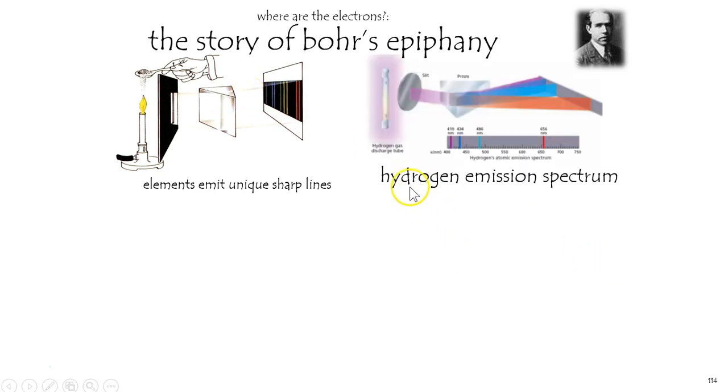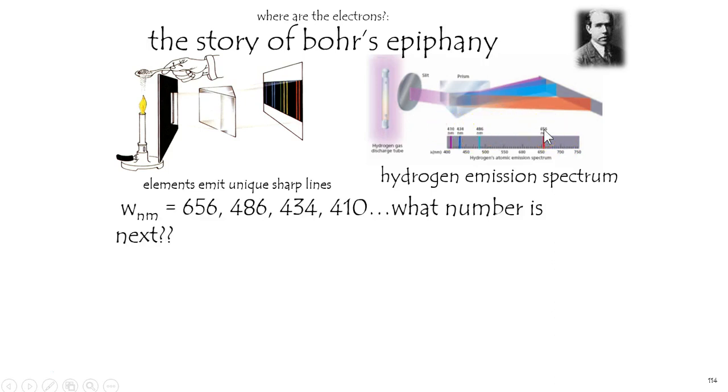Bohr knew that the hydrogen emission spectrum only gave 4 visible lines, varying from 656 to 410 nanometers. What was the significance of that? There was some information available to him due to the work of some mathematicians, where they investigated those lines and said maybe there's a pattern to it. 656, 486, 434, 410. Why those wavelengths?